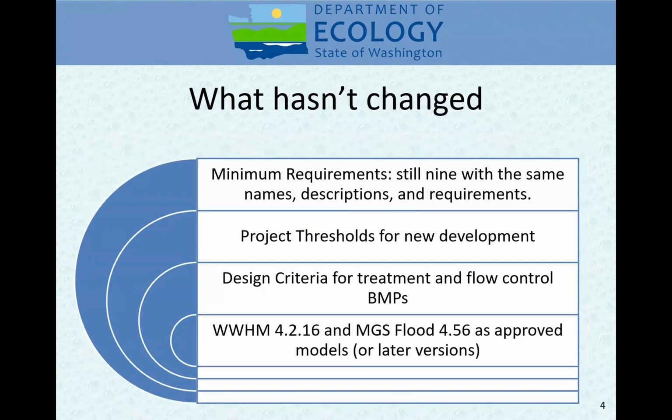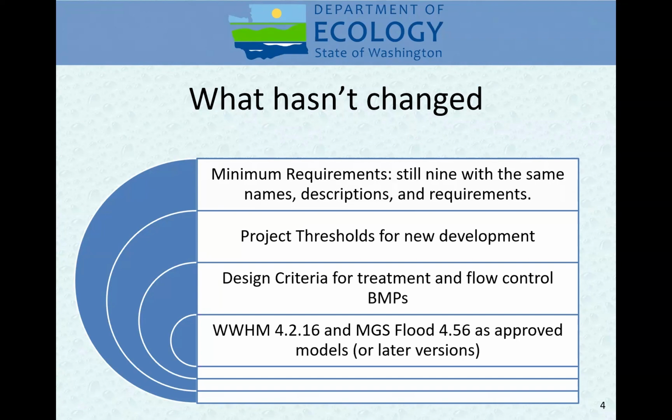So things that haven't changed, we still have the same 9 minimum requirements. They have the same names, the same descriptions, the same requirements to meet them, and the same requirements to determine if they need to be met. We have not changed the project thresholds for new development. We did make some changes in the redevelopment project thresholds, particularly when it comes to looking to see if you need to meet minimum requirements 6 through 9 for replaced hard surfaces.